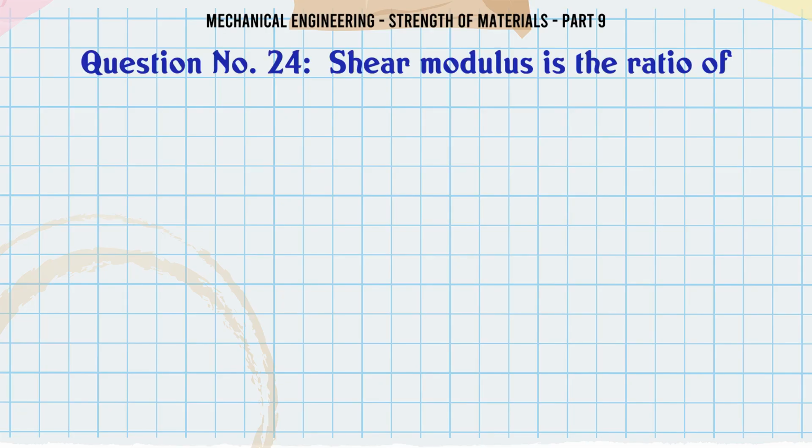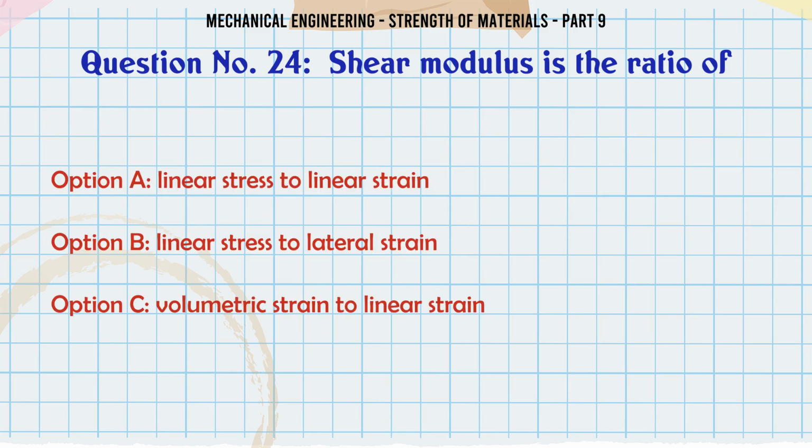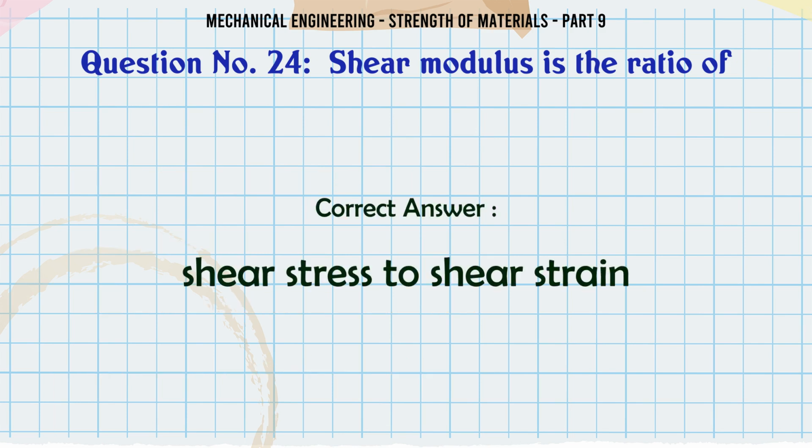Shear modulus is the ratio of: A. linear stress to linear strain, B. linear stress to lateral strain, C. volumetric strain to linear strain, D. shear stress to shear strain. The correct answer is shear stress to shear strain.